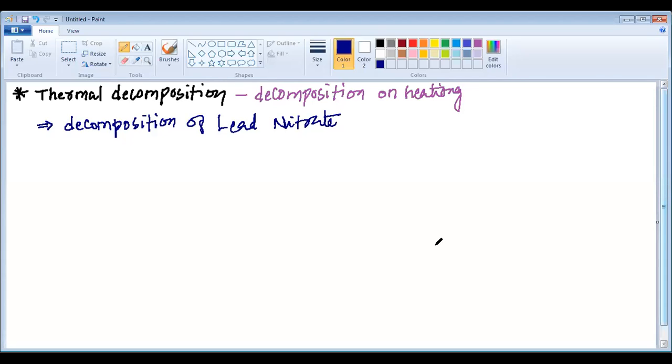So, you must have seen the reddish brown gas produced on decomposition of lead nitrate. Have you seen, my dear students?